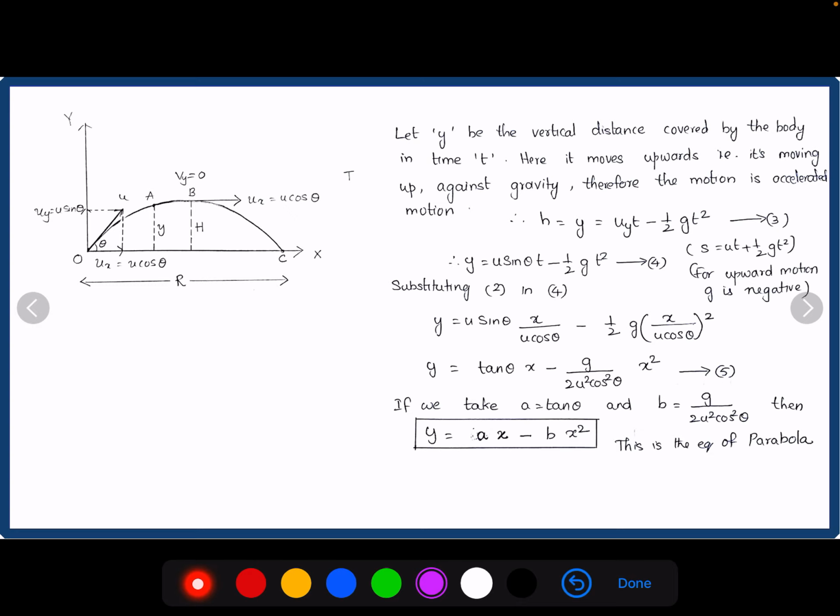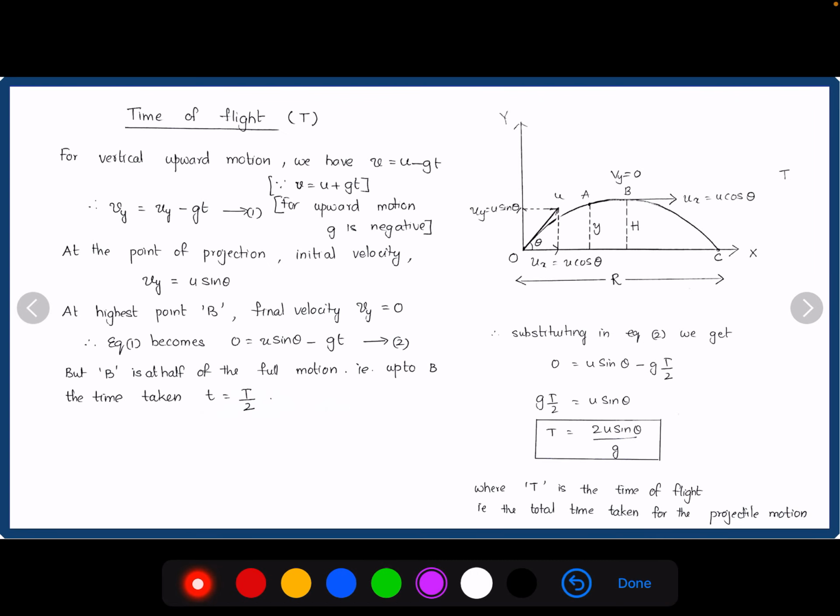Hope you understood this. Let's move on. Let's go for the next derivation, that is the time of flight. Time of flight means the time taken for the projectile for the full journey. From origin it goes like this and it falls at C. So the time taken to travel from O to C is called the time of flight.